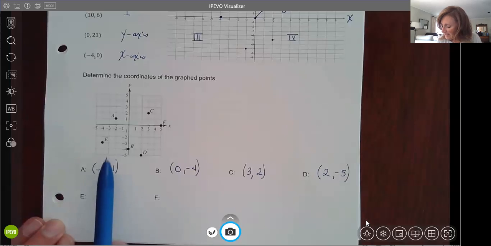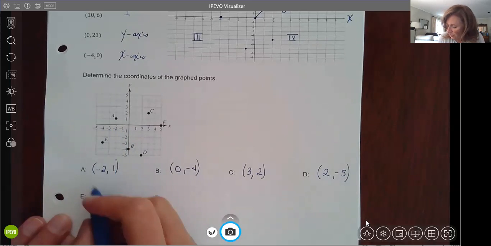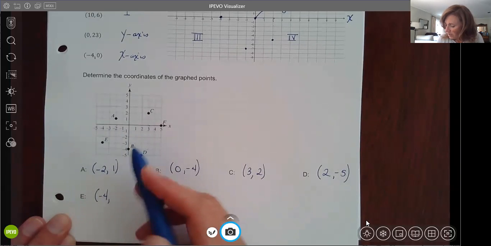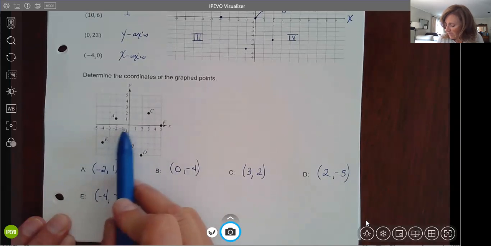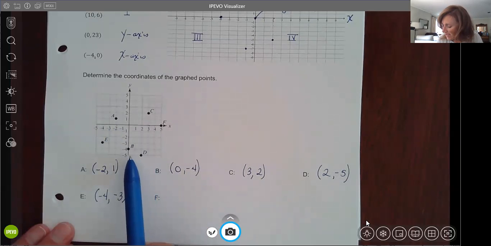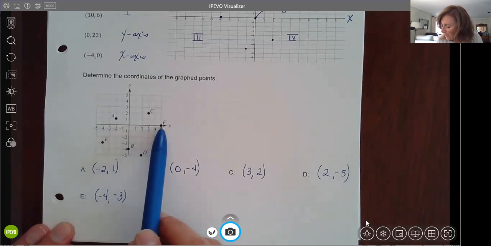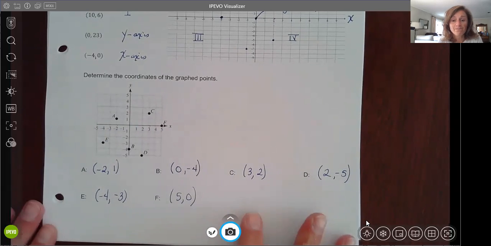For E, it's right there. So I go to the left 4. And then I go down 3, right? To the left 4, down 3. And then for F, where is it? F is over here. It looks like I go to the right 5, but I don't go up or down. I stay right on that x-axis, so that'll be 0.